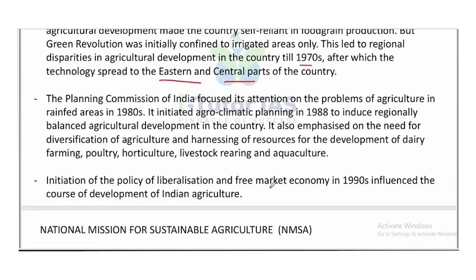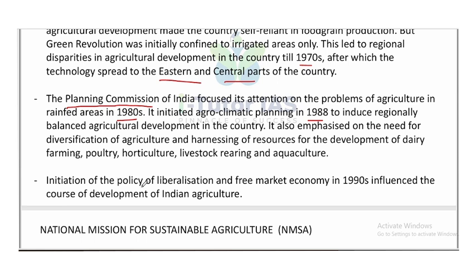Now, the Planning Commission of India focused its attention on the problems of agriculture in rainfed areas in 1980s. It initiated agroclimatic planning in 1988 to induce a regionally balanced agriculture development in the country. It also emphasized on the need for diversification of agriculture and harnessing of resource for the development of dairy farming, poultry, horticulture, livestock rearing and aquaculture.